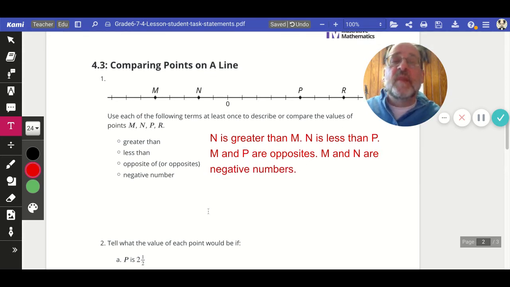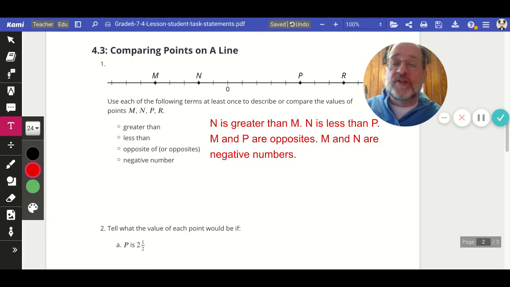All right. So now what I'm going to be doing is drawing on this number line and then erasing and drawing and then erasing. So we have to figure out what's going on if we've got different points. So tell what the value at each point would be if p is 2.5.